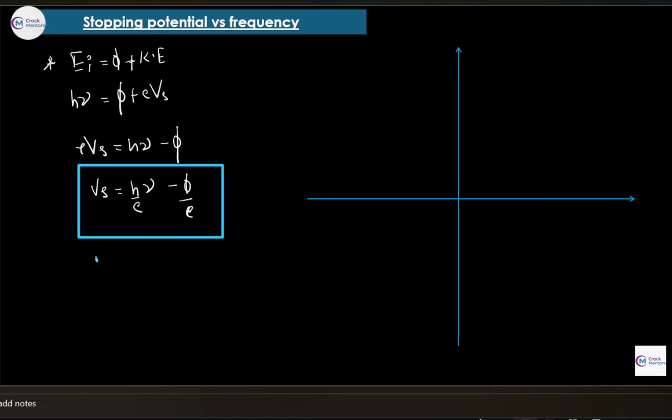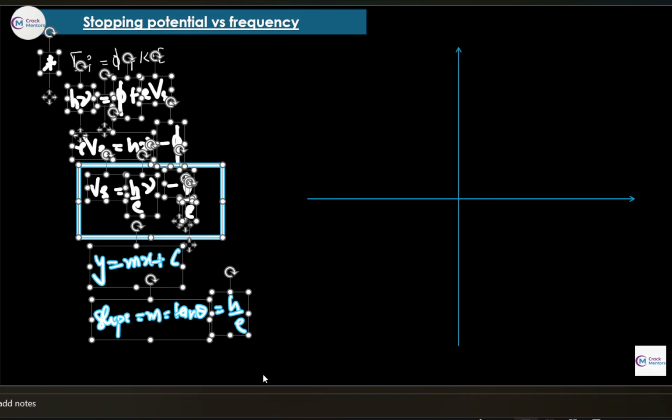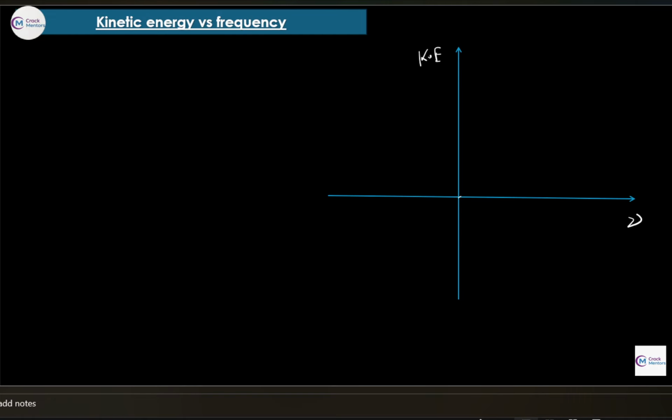After comparing this with the equation of a straight line, what we are going to observe is that the value of the slope, m, which is tan theta, is nothing but h upon e. Oh, did I do something wrong? Yes, I have. Sorry, I'm explaining this thing again, which I should not be. The curve I want to discuss is kinetic energy versus frequency.